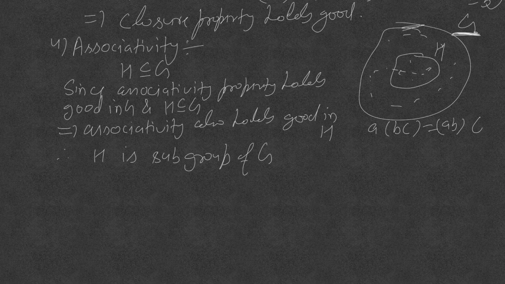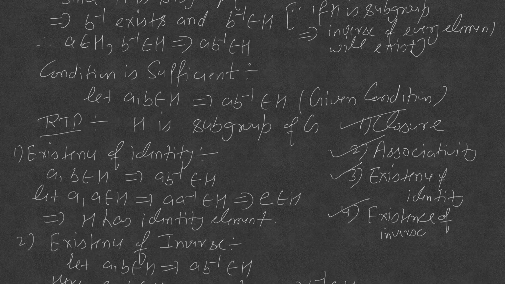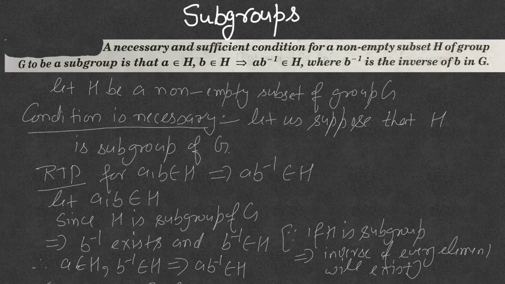The result is that, once again I am reading out the result. Necessary and sufficient condition for a non-empty subset H, we have taken non-empty subset H of group G, is that for any A, B belonging to H, A B inverse belongs to H, where B inverse is the inverse of B in G. So proved the theorem.